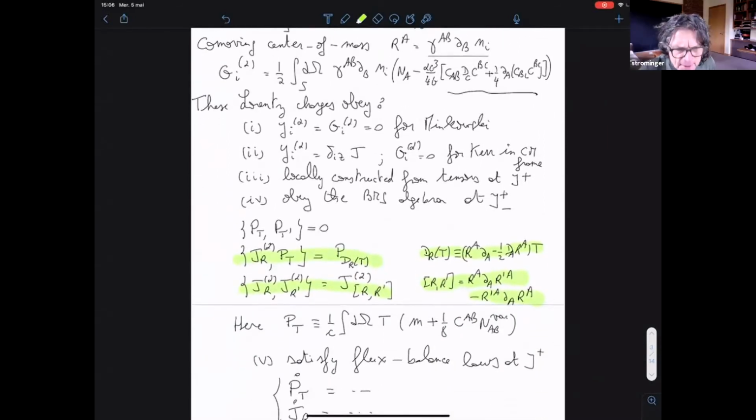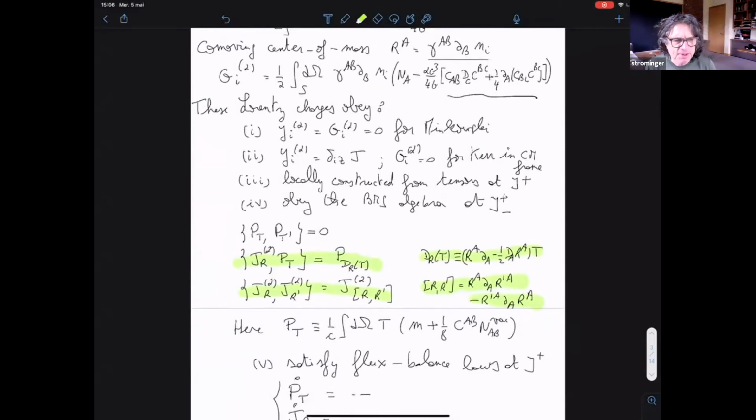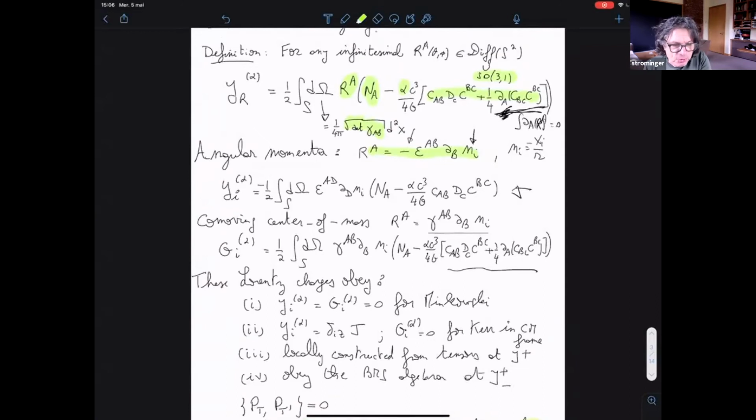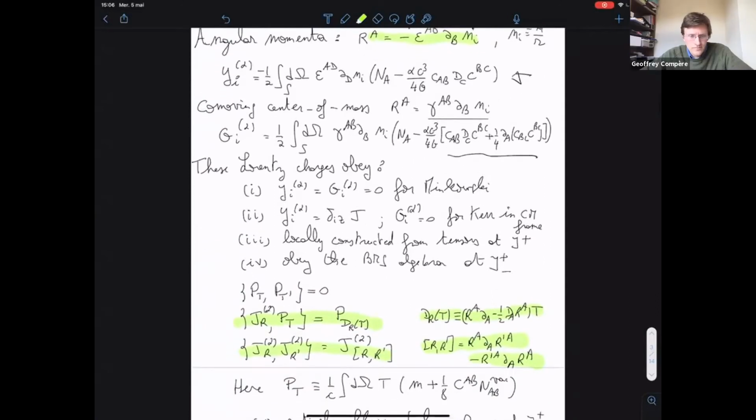Geoffrey? Yes. If I understand what you're writing here, it looks to me like the Lorentz charges. One would want what you call the Lorentz charges to obey the Lorentz algebra, and what you call Poincare charges to obey the Poincare algebra. But here it seems like what you're calling Lorentz charges indeed obey the Lorentz algebra, but when you append translations, are you getting the Poincare algebra?